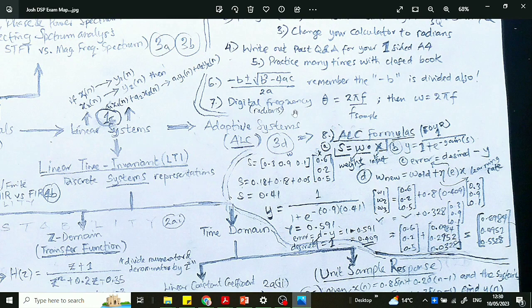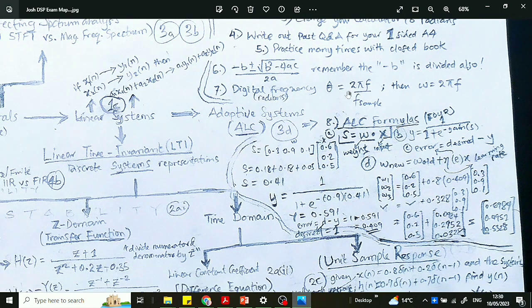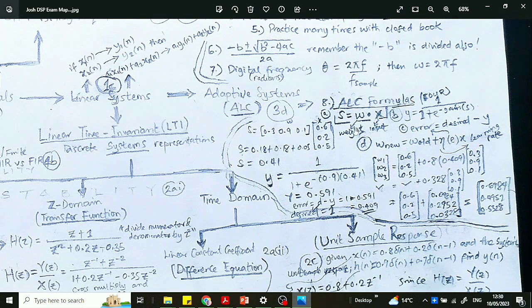Yeah, then the rest is basically formulas. So digital frequency in radians: theta is equal to 2 pi f, given frequency, divided by f sampling rate. Then omega is also equal to 2 pi f. Remember, that formula is not going to be given. As simple as this is, it can be important. You might make a mistake once or twice.